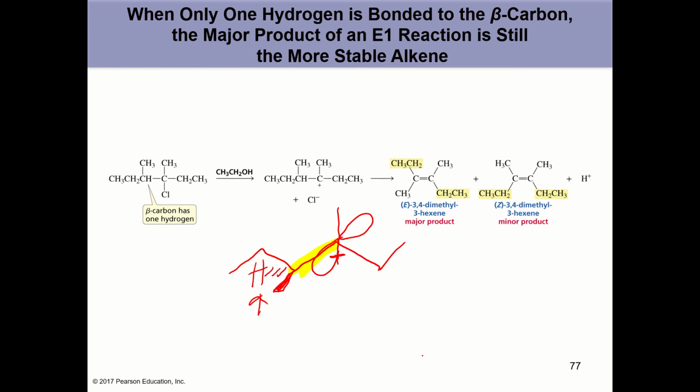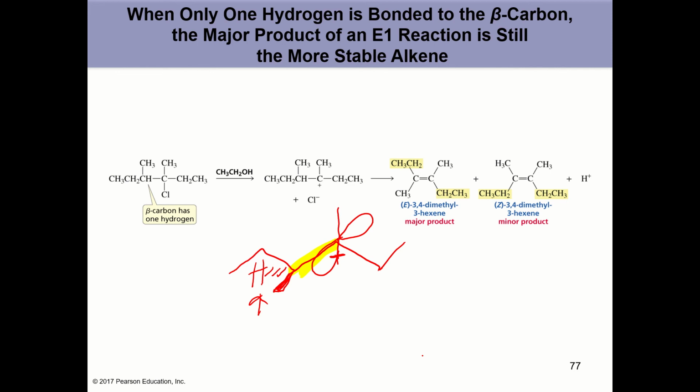When only one hydrogen is bonded to the beta carbon, for the E1 reaction, we're going through a carbocation, and anytime we go through a carbocation, we can make both the E and the Z isomers, but the E isomer will still be the more stable alkene and will still form as the major product.